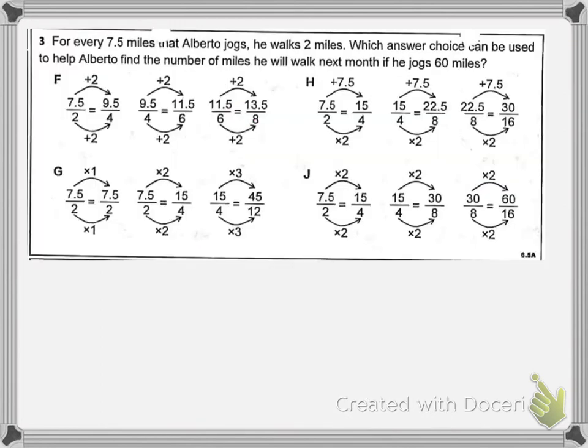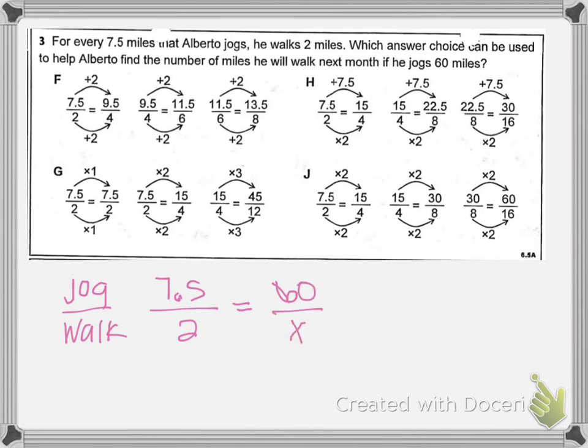Okay, number 13, for every 7.5 miles that Alberto jogs, he walks 2 miles. Which answer choice can be used to help Alberto find the number of miles he will walk next month if he jogs 60? So it's saying 7.5 miles, he walks 2. So every 7.5, he walks 2 miles. Okay, and then it wants to know what he walks next month if he jogs 60 miles. So jogging goes on top, walk goes on bottom, right?